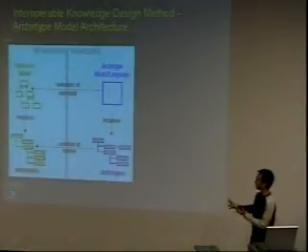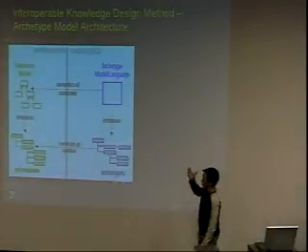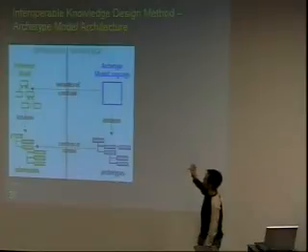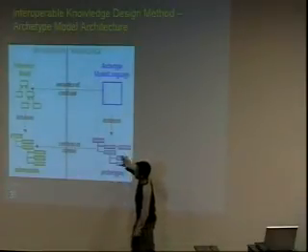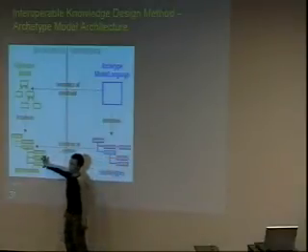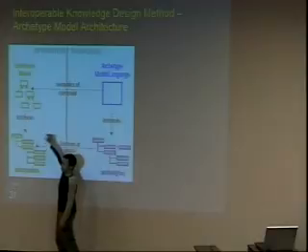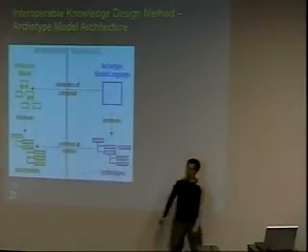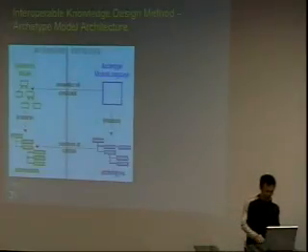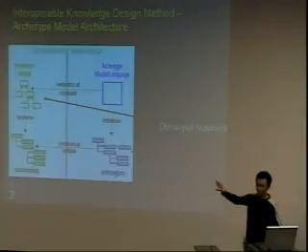And this is the architecture of a system that is developed using the interoperable knowledge design method. You see here, I have archetypes, which basically constrain data at runtime. But notice how the data are only instances of the reference model and not instances of these archetypes. And the thing to notice here is they're developed separately.